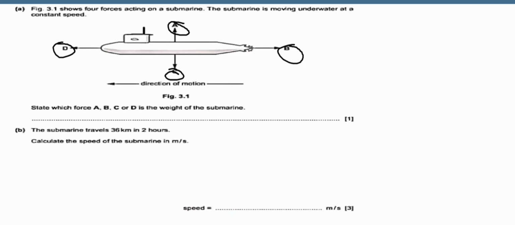Question A. State which force A, B, C, or D is the weight of the submarine. So it is just C. So the answer we can just say C. That is the weight of the submarine.